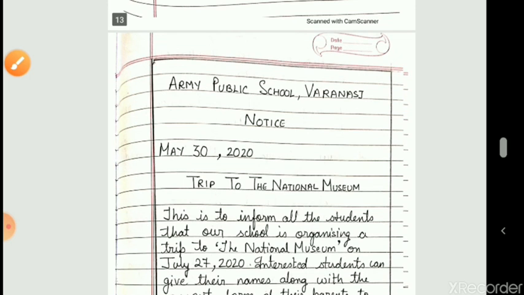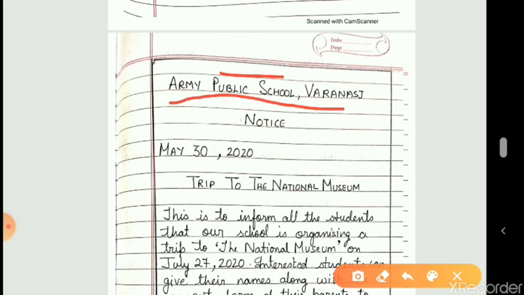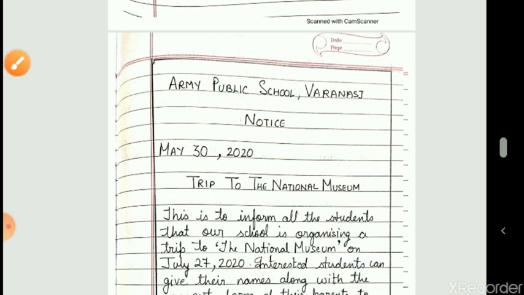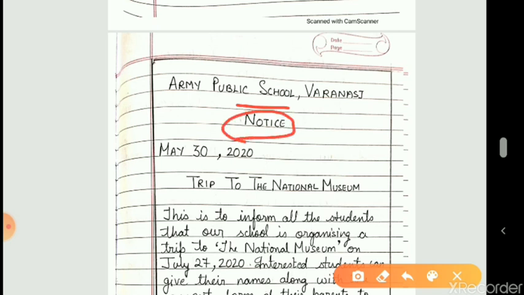So students, as said, after drawing the box, you need to leave one line. Then you have to write the name of the institution, and the name of our school is Army Public School Varanasi. This has been written in capital letters on the topmost line and in the center. So, Army Public School Varanasi. This is the first thing. After that, you need to leave one line, students, and then you need to write NOTICE in capital letters again in the center.